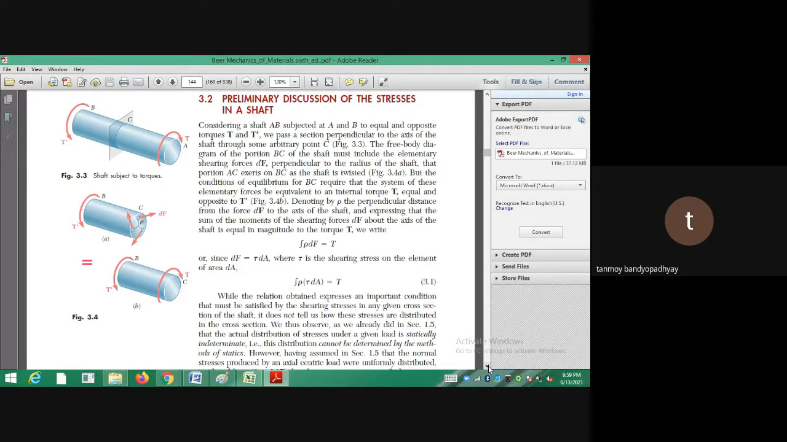Now you see the cross section, figure A. On the cross section, we have taken a small elemental area at a distance rho, meaning at an arbitrary radius, say small r or rho, whatever you feel like, from the axis of rotation of the shaft. We have called the force acting on that element dF.